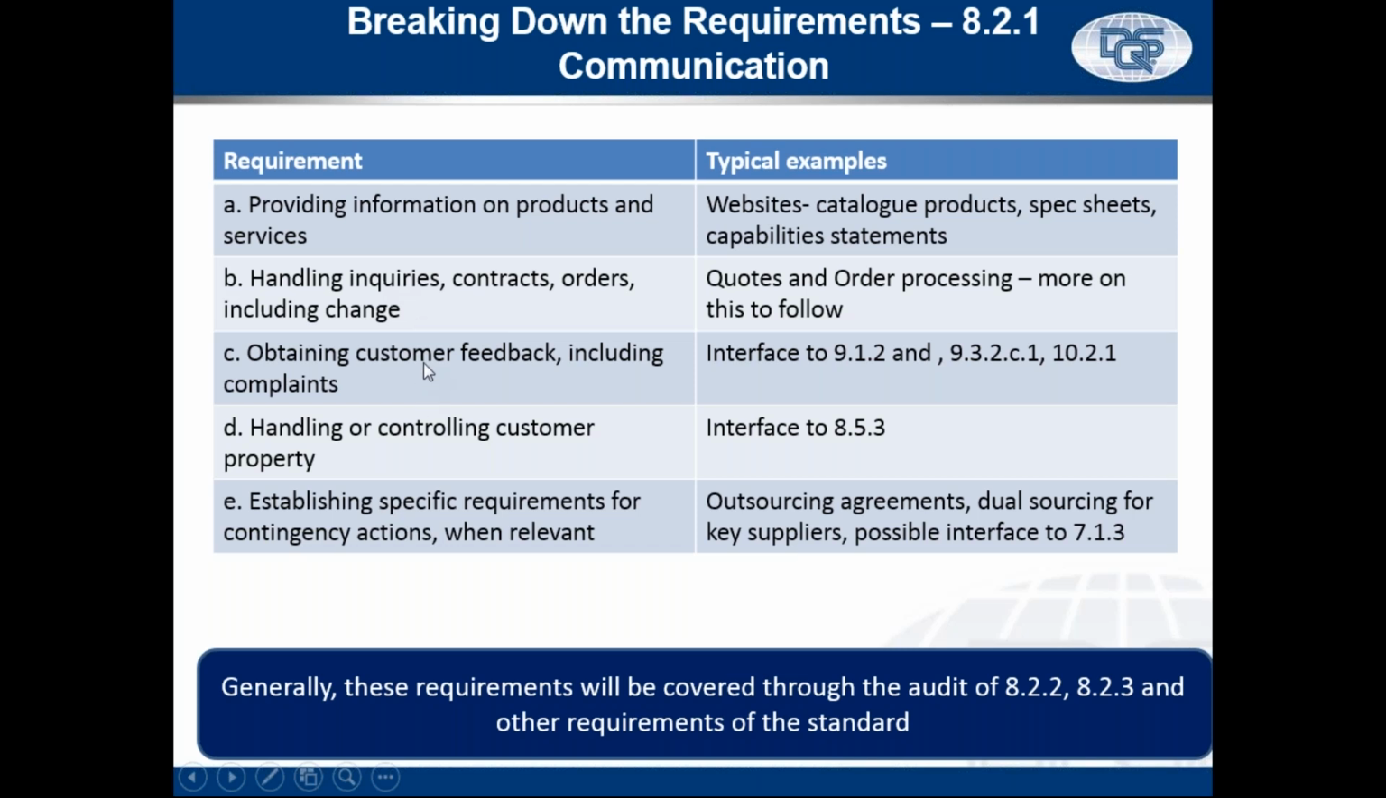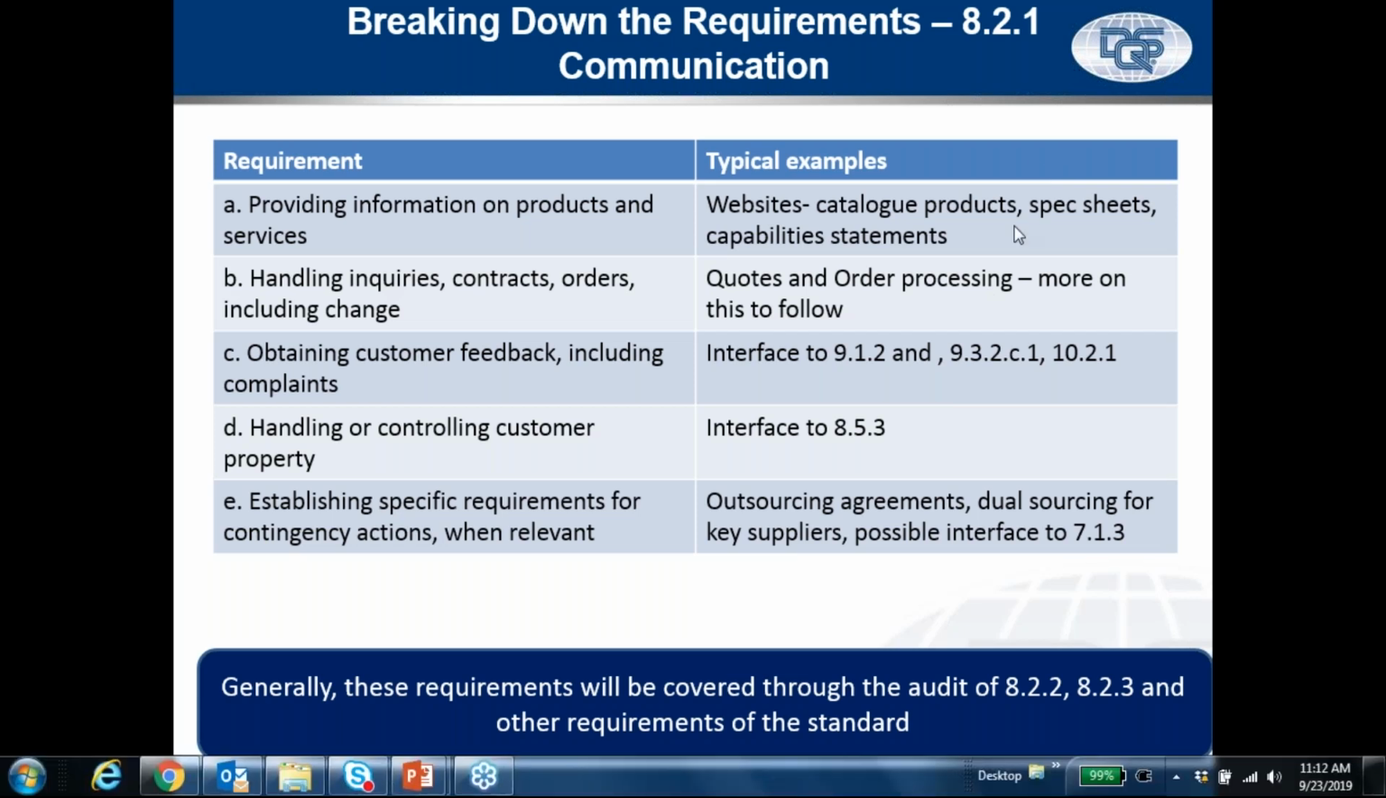Now you see some weirder type requirements. They have to obtain customer feedback, including complaints. Well, there's an interface there to customer satisfaction, and certainly to clause 10.2, where it has customer complaints. They have to have handling or controlling of customer property. We know in 8.5.3 it says if customer property is lost or damaged, they have to report that back to the customer. And they have to establish specific requirements for contingency actions when relevant.